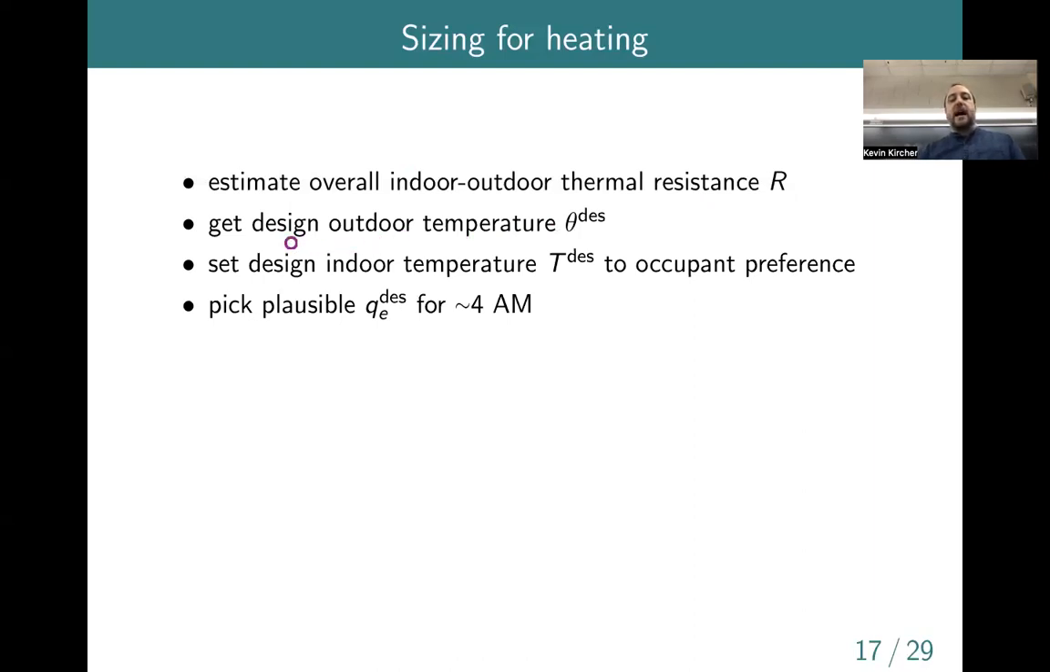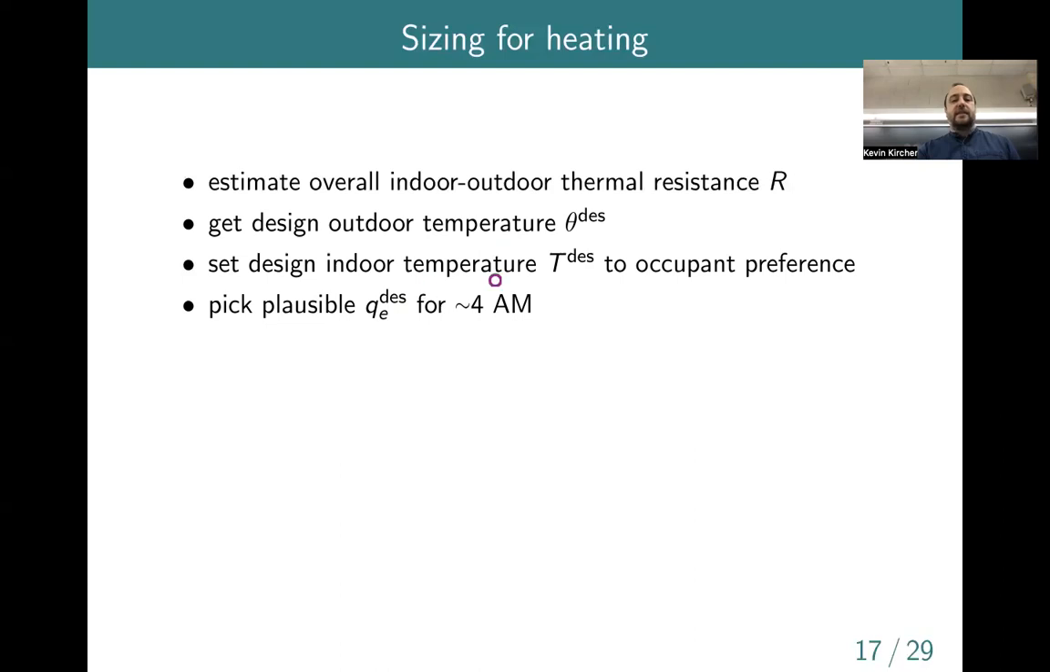Then we get what's called the design outdoor temperature. So this is typically not the absolute coldest it could possibly get, but it's typically in like the 99th percentile of the coldest hours of the year. And ASHRAE, the American Society of Heating, Refrigeration, and Air Conditioning Engineers, they publish sheets with these design temperatures for basically every county in the US. Okay, so we get that from basically an ASHRAE sheet.